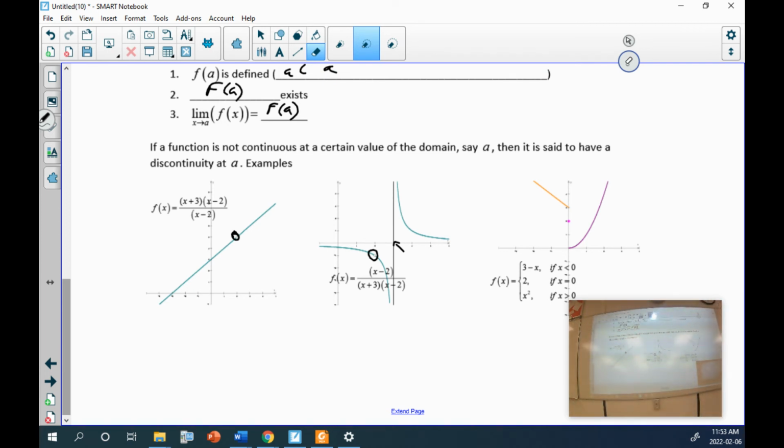This one is discontinuous. It's defined. F of A exists, so f at 0 exists, it's 2. However, the limit of f of x is not f of A. The limit of f of x does not exist in this case. So this is a discontinuous function, as all three of these are discontinuous for different reasons.